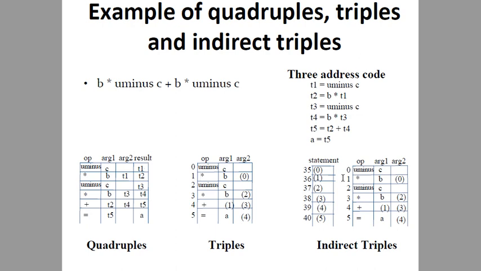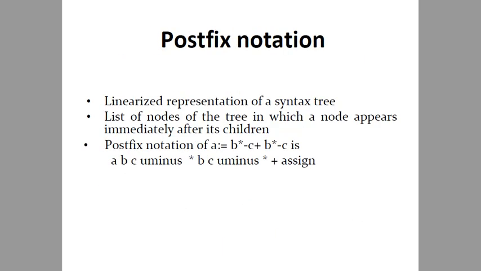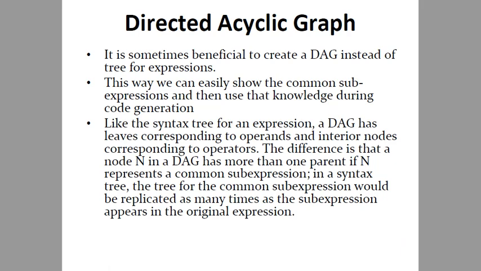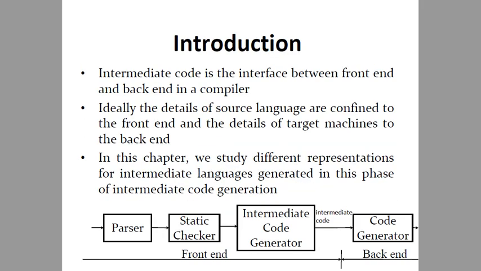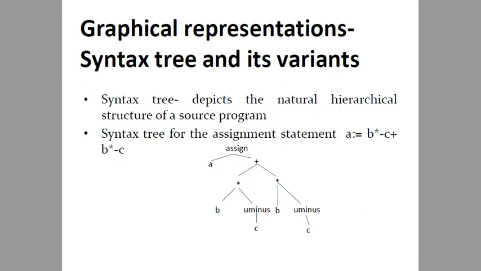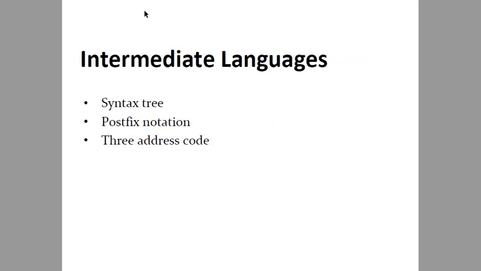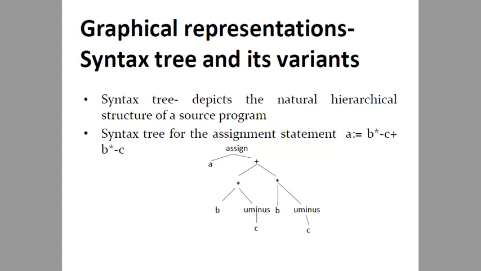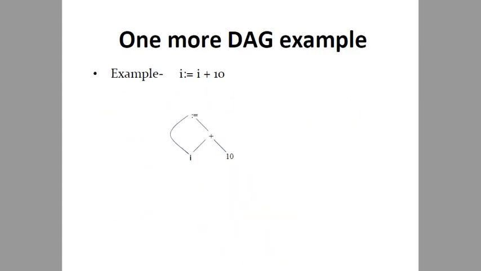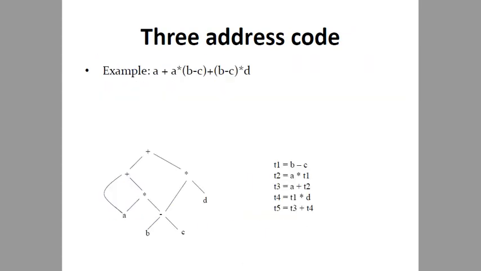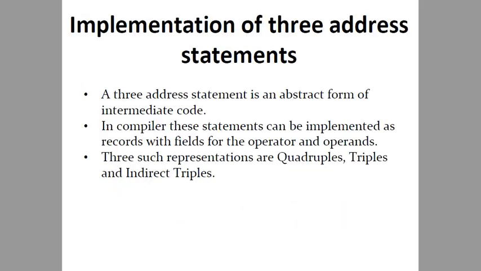So I think this video lecture on intermediate code generation is clear to you. What we have studied in intermediate code generation is why intermediate code is important and what the different types of representation for intermediate code are. Okay, so first we have learned what is syntax tree, what is DAG, what is postfix notation, three address code, and the different kinds of representation of our three address code.